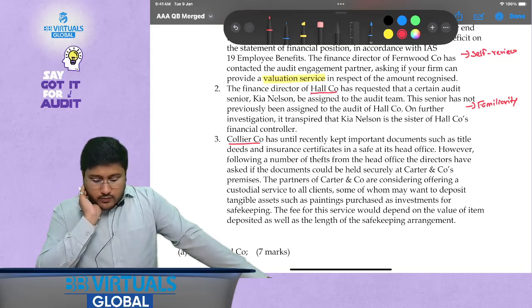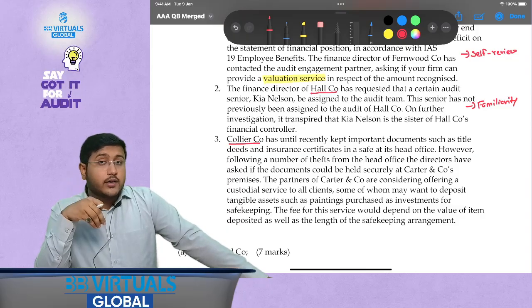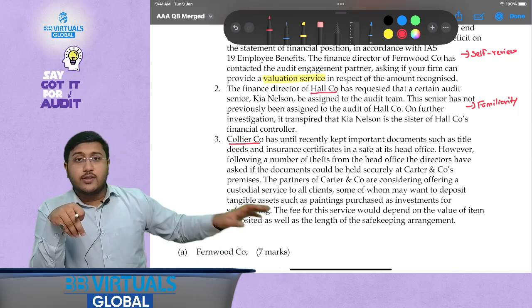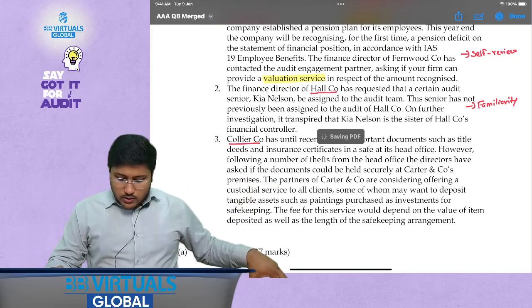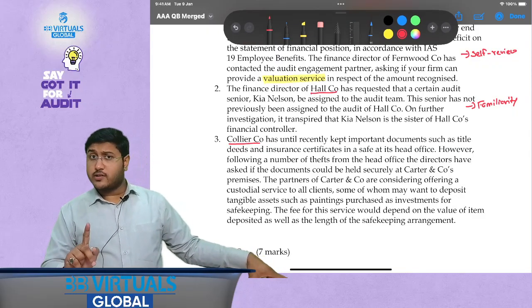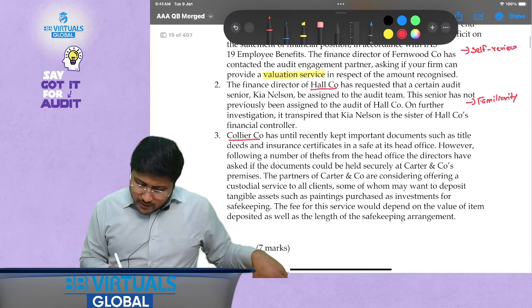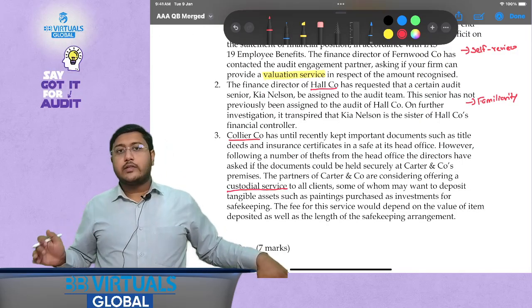However, following a number of thefts from the head office, the directors have asked if the documents could be held securely at Carter and Company's premises. So auditors will have the confidential documents of the client. The partners of Carter and Company are considering offering a custodial service to all clients. Can this be provided? Yes, but you will have to check whether it is allowed or not.